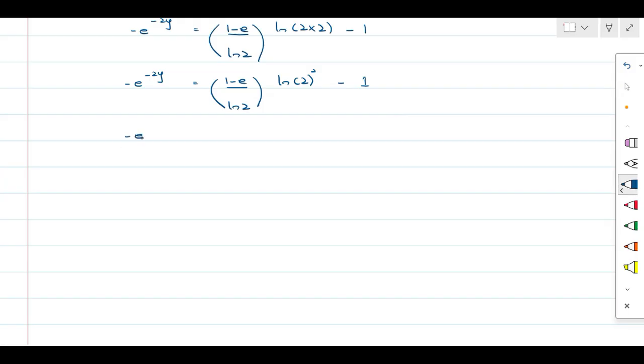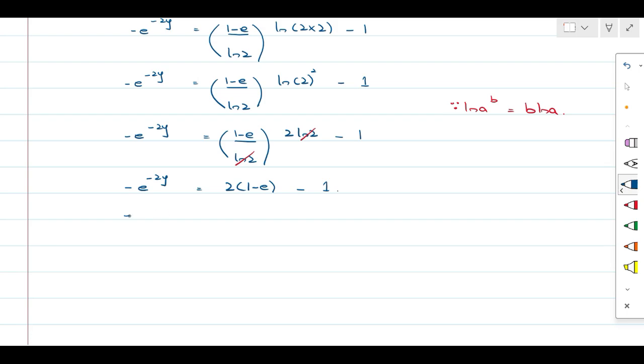Apply the log property. Okay, (1 minus e) over ln 2 is as it is, 2 times natural log of 2. So we have to apply natural log a power b is b times natural log of a, the power rule for the logarithm, right? And this negative 1 is as it is. Now we can cancel natural log of 2 with natural log of 2, right? And we are left with minus e power minus 2y is equal to 2 times (1 minus e) and negative 1.